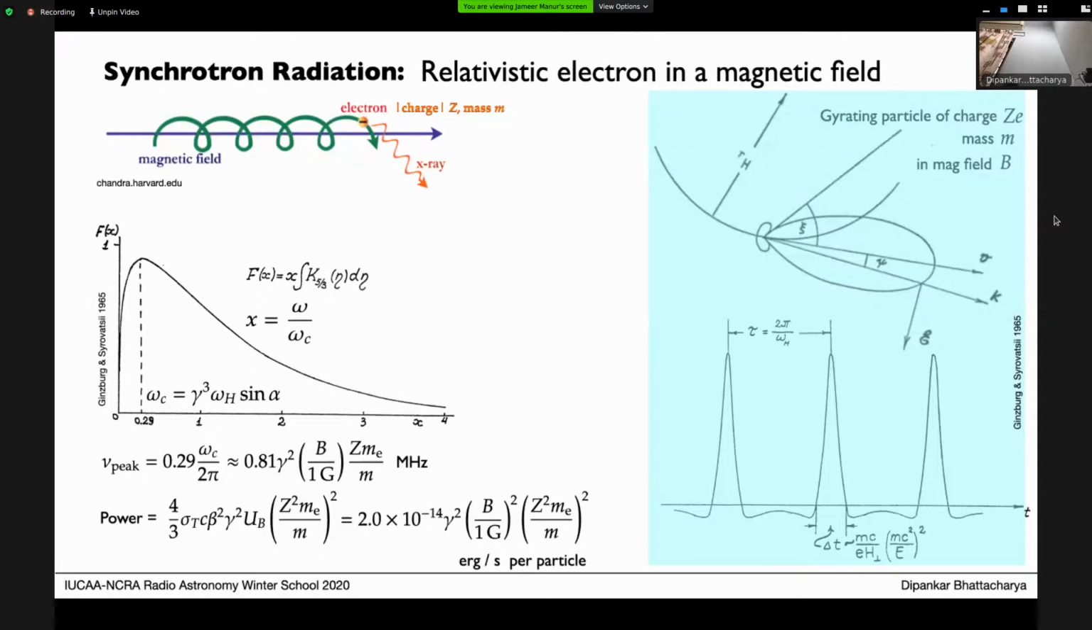Now, of course, like in every case, a source will have many, many electrons, each with a different value of velocity and therefore a different value of Lorentz factor. So to get the total emission from a source, we will have to integrate over the energy distribution of electrons. The next slide, please.